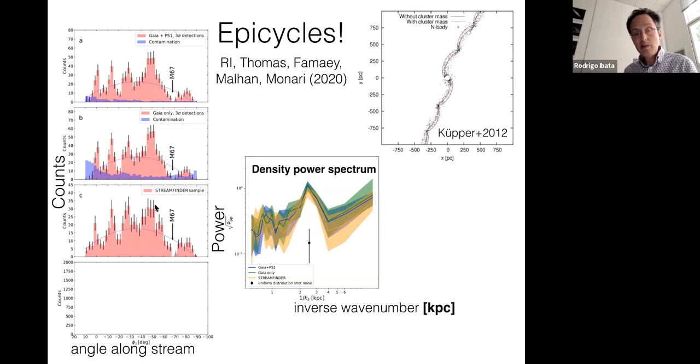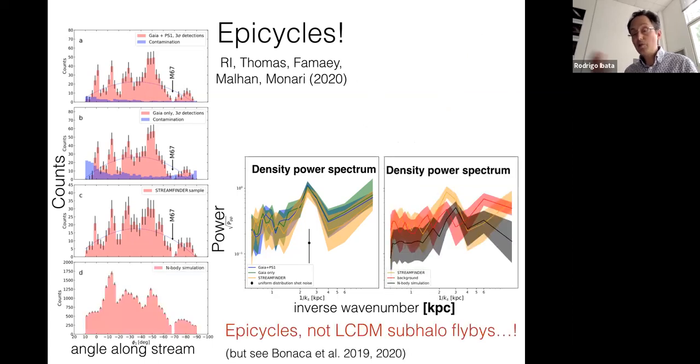And so this means that these bumps and wiggles, the spikes here, which have very large contrast of up to 5:1, they all align with the same gap spacing, which is exactly what you expect of a system that is slowly disrupting, and whose stars are emanating out and then forming these epicyclic peaks. This is something that was explored in great detail by Andreas Küpper. And so what we think these are is not subhalos, but just simple epicyclic peaks from the progenitor slowly disrupting.